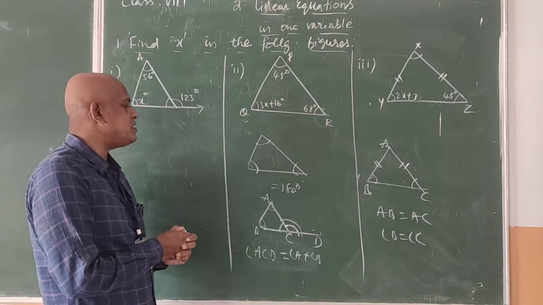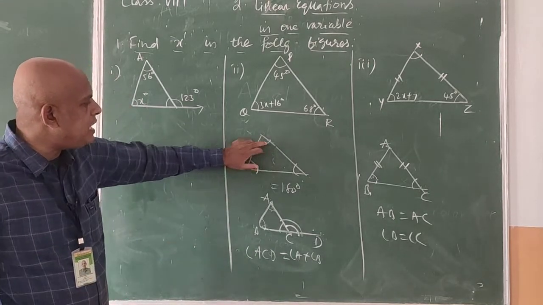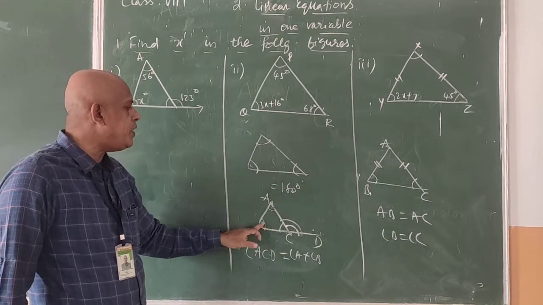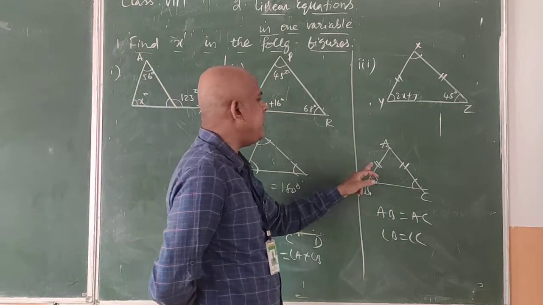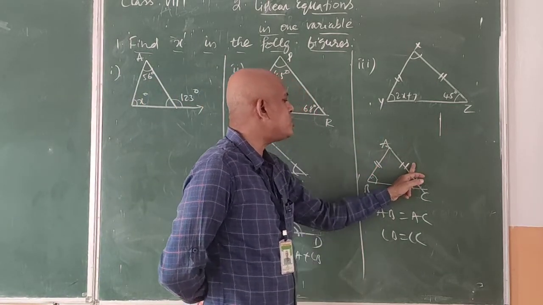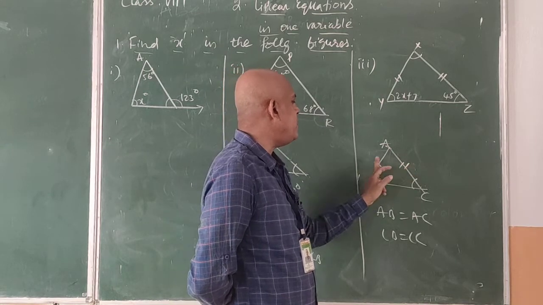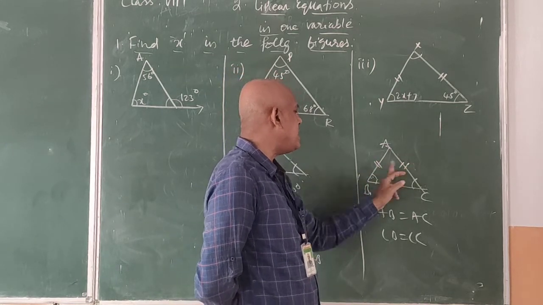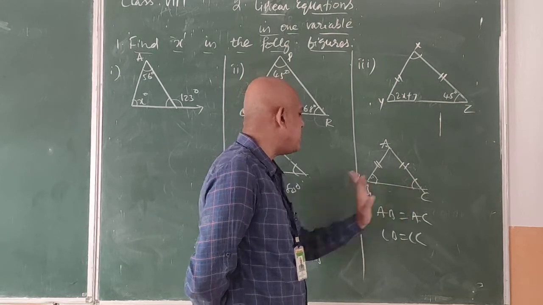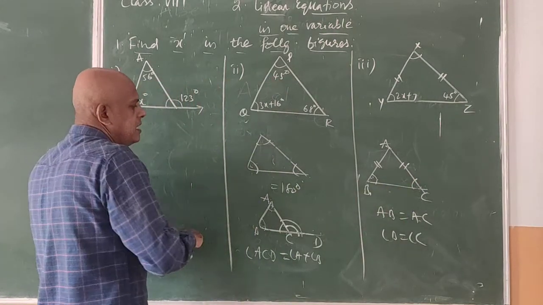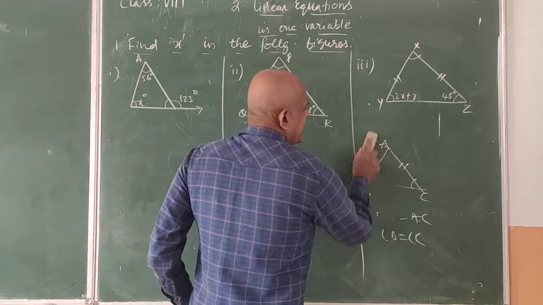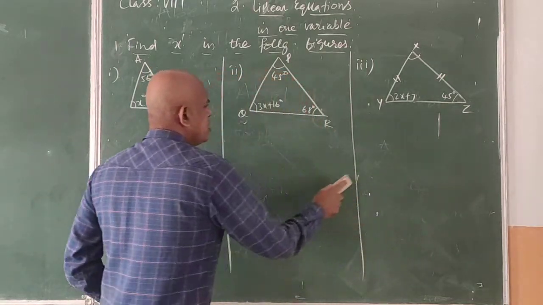So in linear equations in one variable, the sum of three interior angles of a triangle is 180 degrees. The exterior angle is equal to the sum of two interior opposite angles. And in any triangle, if two sides are equal, then it is an isosceles triangle. In an isosceles triangle, when two sides are equal, their opposite angles are equal. AB is equal to AC, then angle B is equal to angle C. Based on these properties, we are going to solve the problems. Let us continue with these problems.